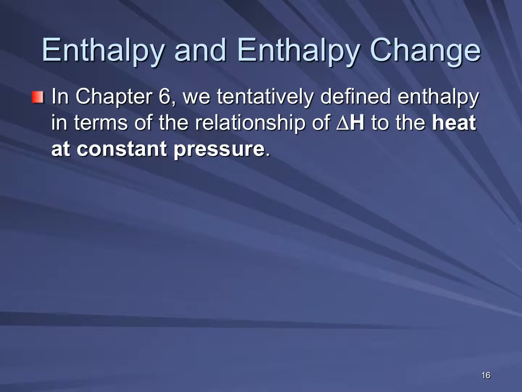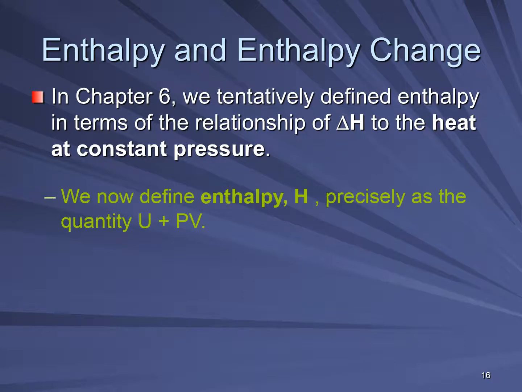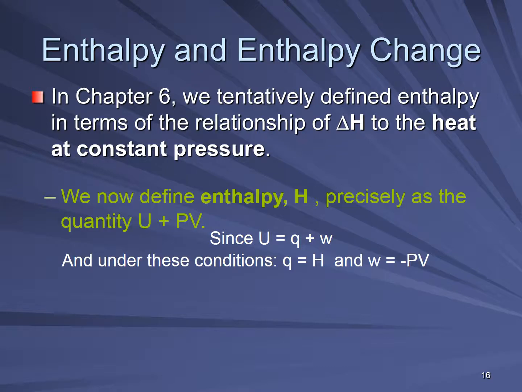So in Chapter 6, we tentatively defined enthalpy, delta H, as the heat change at constant pressure. We can now define enthalpy precisely as the quantity U, internal energy, plus PV, pressure times volume. Why is that? We know that U equals Q plus W, heat plus work. Under constant pressure, we know that Q equals H, and we know that work equals negative P delta V.